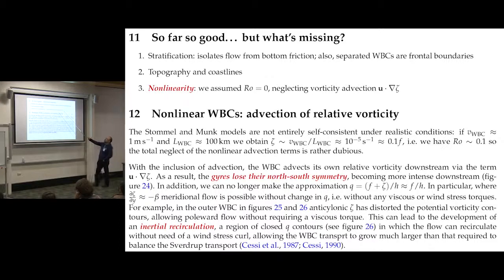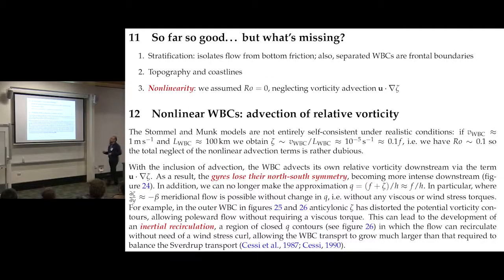We've missed stratification. It isolates the flow from the bottom friction. And also, the western boundary current is a frontal boundary between warm and cold water. So there's a whole lot of important effects there because of that. There's topography and there's coastlines. There's also nonlinearity. I'm just going to touch on that briefly.